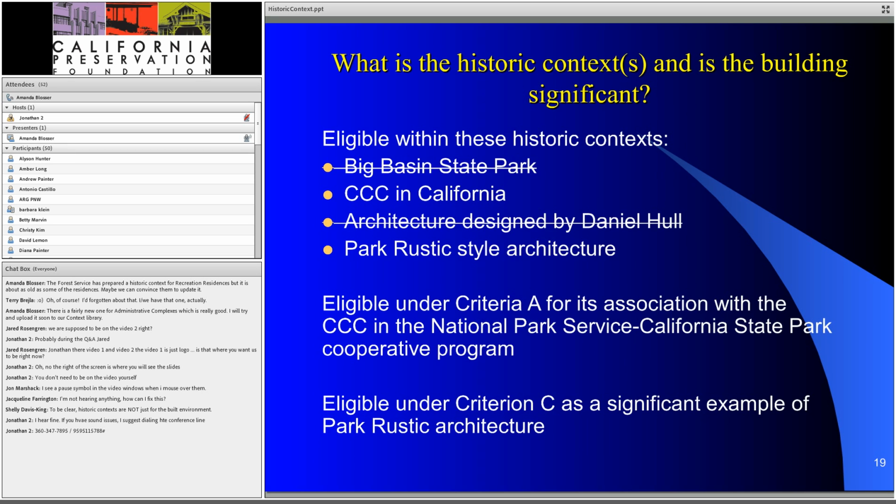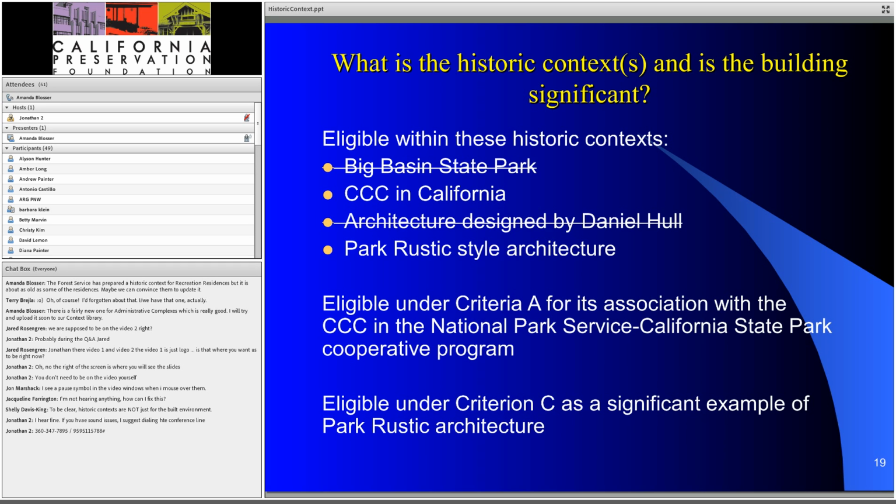But I just want to answer one question on the chat. It says, to be clear, historic contexts are not just for the built environment. I totally agree. I just happen to have a bias because I'm a historian, and I couldn't find any pretty pictures of covers of historic contexts for prehistory, but a historic context is also necessary for resources for prehistory and archaeological resources. So I just wanted to answer that real quick.